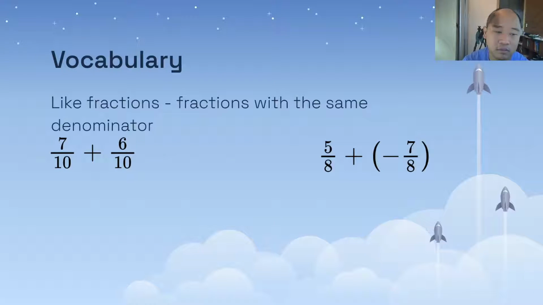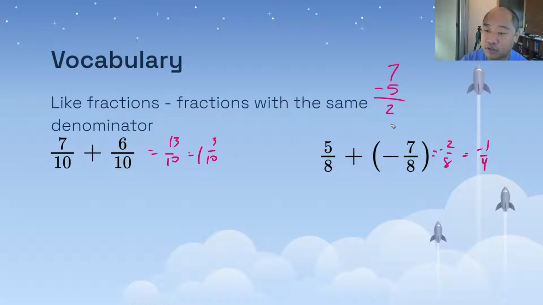So, here we go. Some examples. 7 plus 6 equals 13 over 10, which is 1 and 3 over 10. 5 plus negative 7 is negative 2 over 8, which is negative 1 over 4. Right, so remember that if you're adding a positive number and a negative number, then the number with a larger absolute value comes first, and we just subtract by the other number, and then we get 2, and the number with a larger absolute value is the one that gets to win the sign battle. Okay.